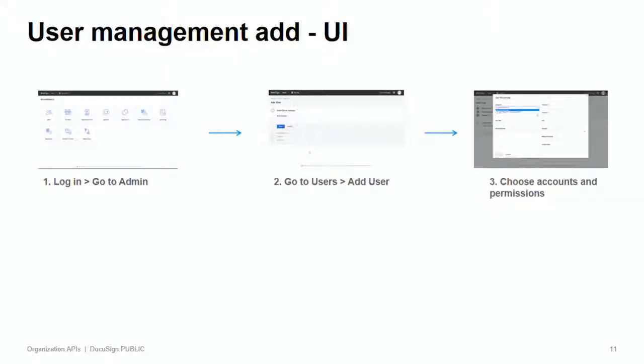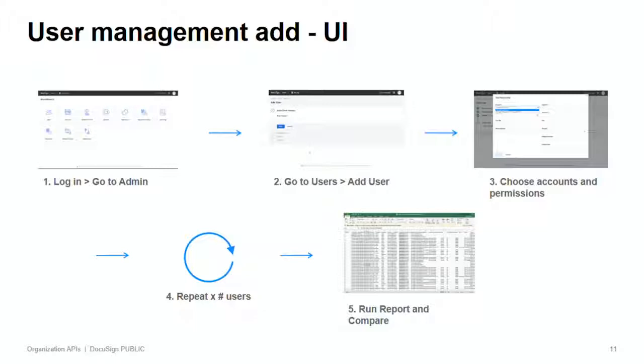You choose the accounts that they're going to go into, the permission levels they have, and then you repeat this 100 times. So, I mean, that's a lot of clicking, a lot of manual filling stuff out. When you're all done, you run a report and you compare it to your original list to make sure everybody got in the system the way they should have.